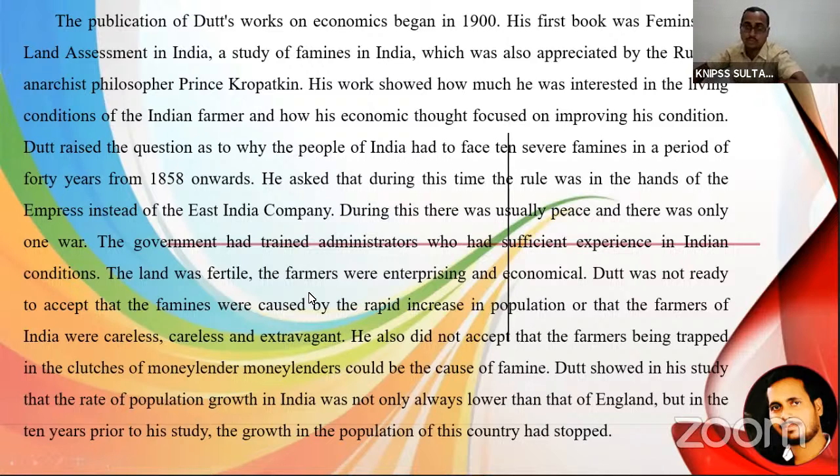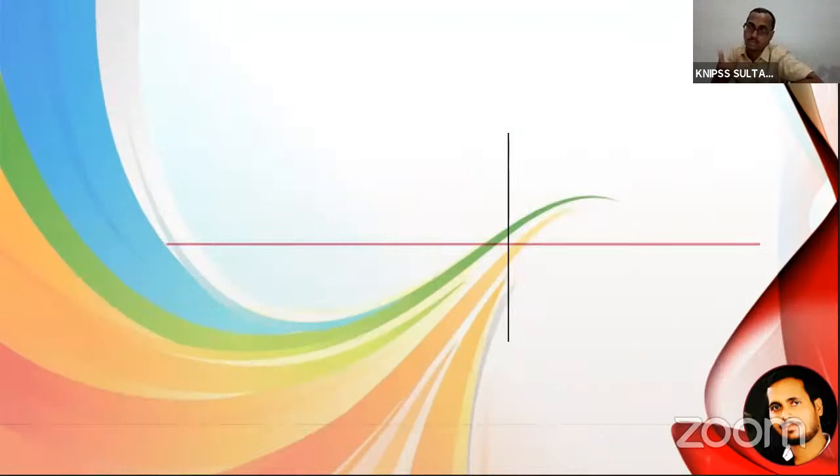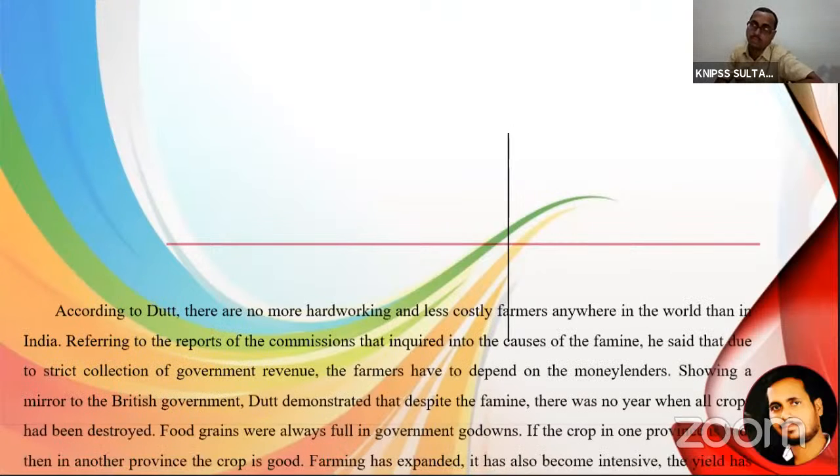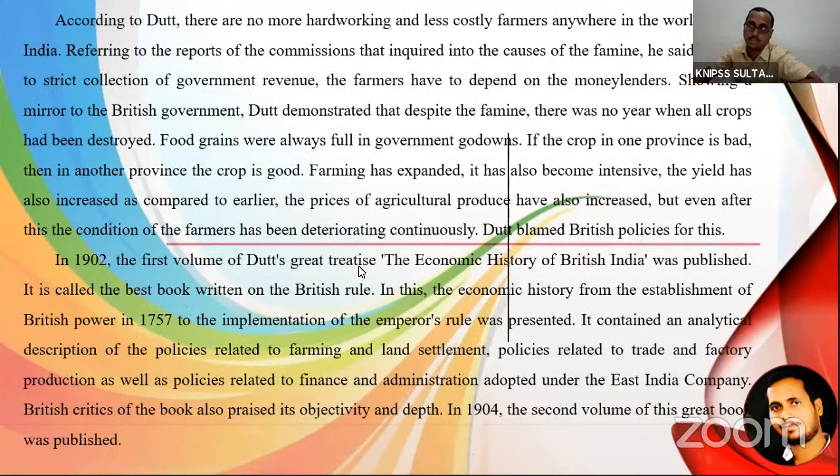And further, he studied that in the 10 years prior to his study, the growth in the population of the country had stopped. The population growth of the Indian economy was not growing. It was just a stop growth or stagnant growth. So why should the development of the Indian economy not be increasing? These were the questions made by R.C. Datta.